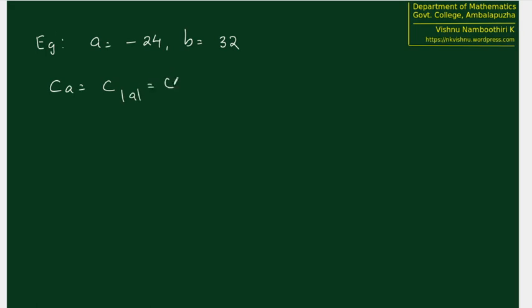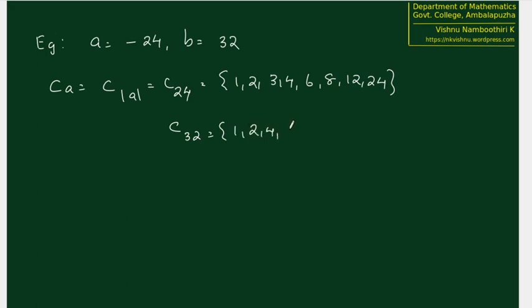So this is the observation. C24 is equal to 1, 2, 3, 4, 6, 8, 12, 24, and C32, that is, equal to 1, 2, 4, 8, 16, and 32. Now, if we take the common divisor, the process finally brought us down to considering modulus of A instead of A. Therefore, finding the GCD of A and B is equivalent to finding the GCD of modulus of A and modulus of B.